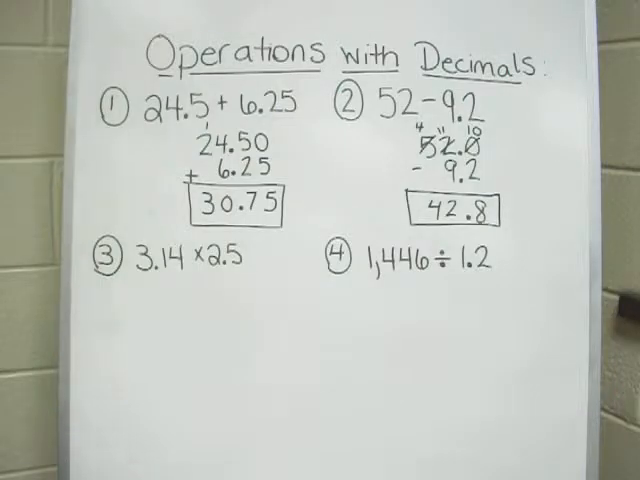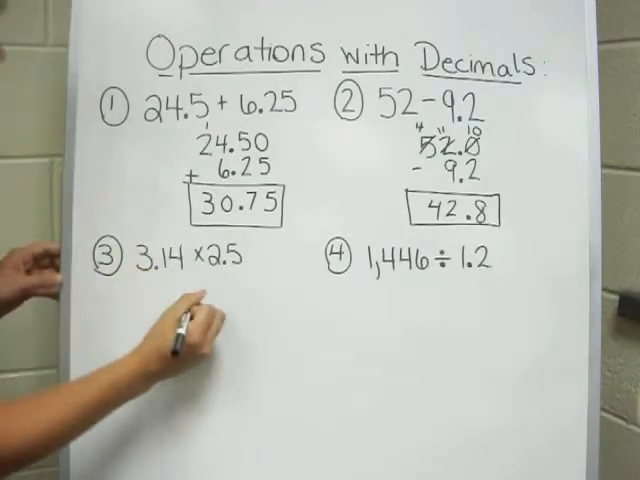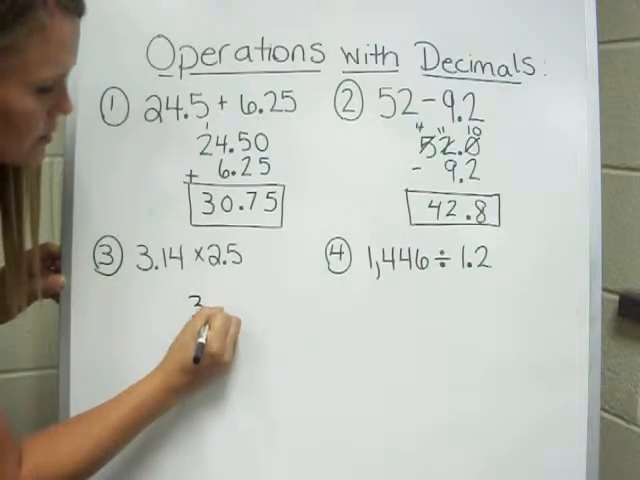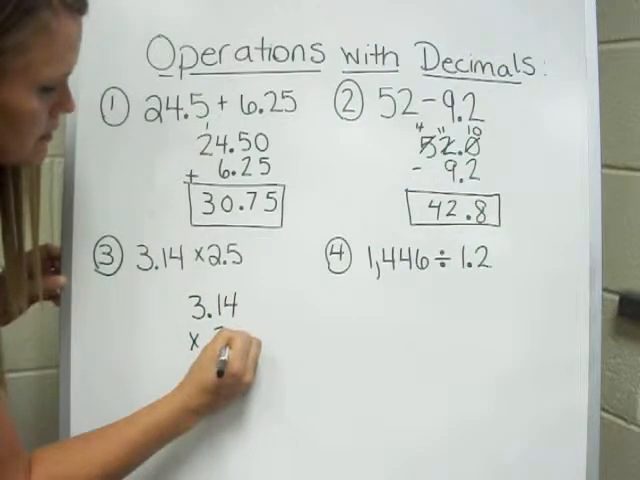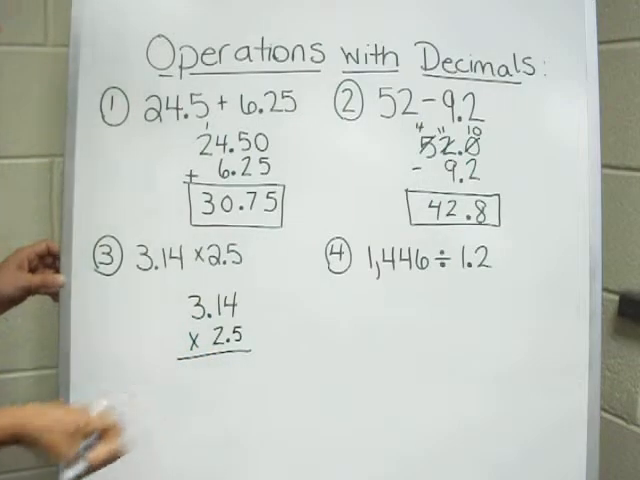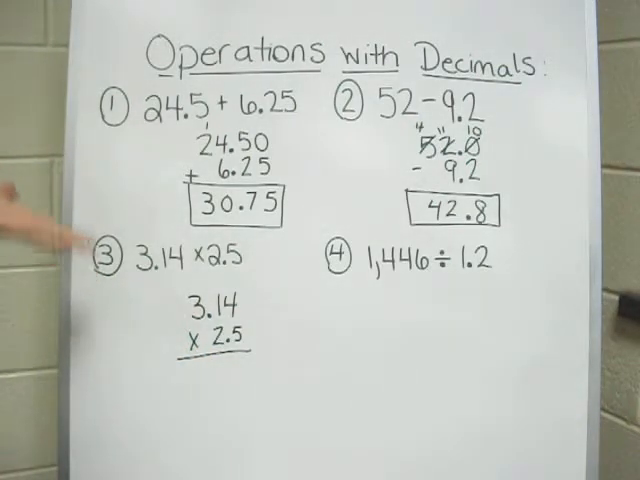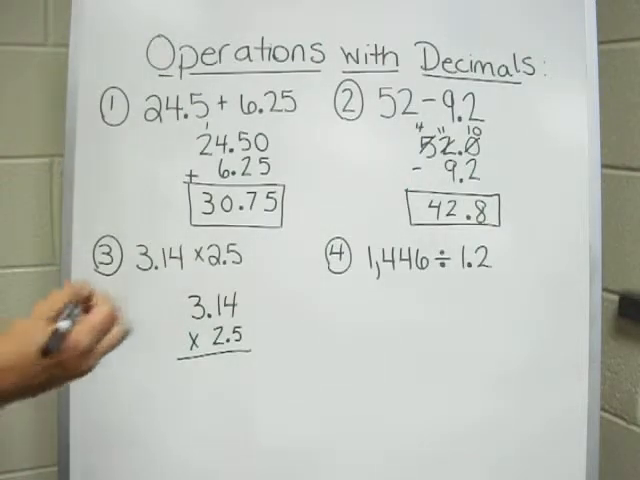Okay, number 3 is multiplication. Here it's not important to line up place values. And before we get started, we can estimate. 3 and 14 hundredths rounds to 3. 2 and 5/10, you can round it to 3. 3 times 3 is 9. So our answer should be close to 9.